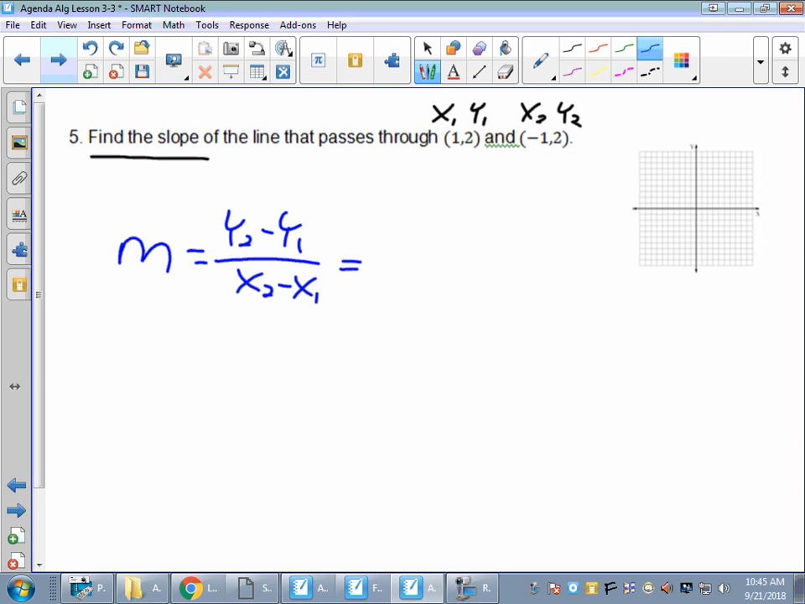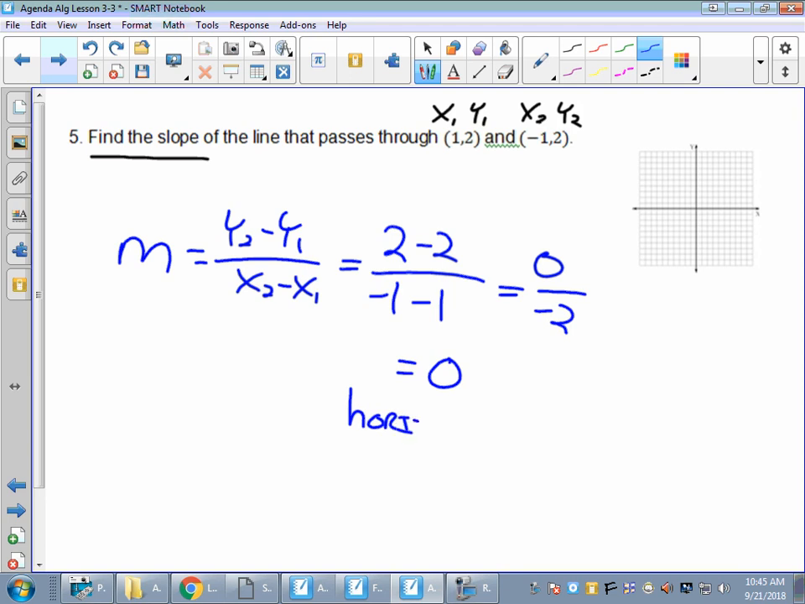Okay, so y2 is 2, minus y1 is also 2. And then in the x's down below, it's -1 minus 1. So now, across the top here, 2 minus 2 is 0, and then -1 minus 1 is -2. Well, 0 over anything is 0, so our slope would be 0 here. And since slope deals with steepness, a slope of 0 would actually be a horizontal line.